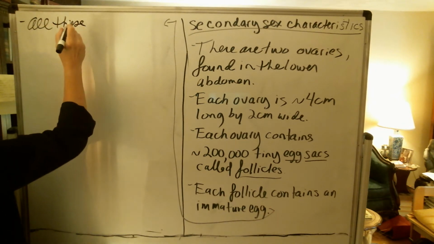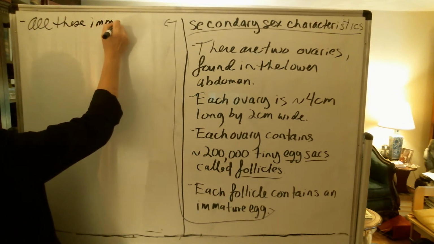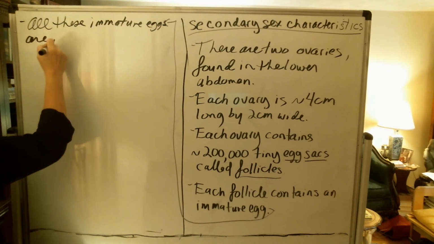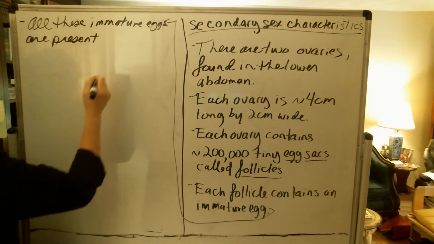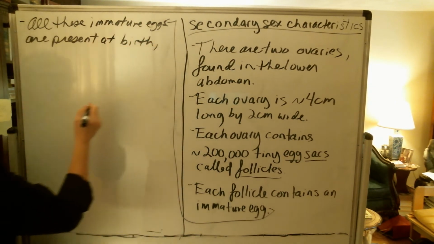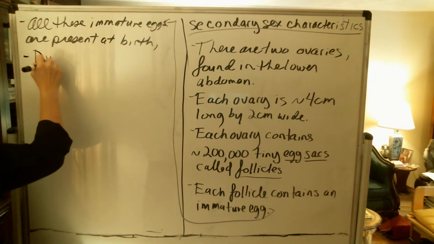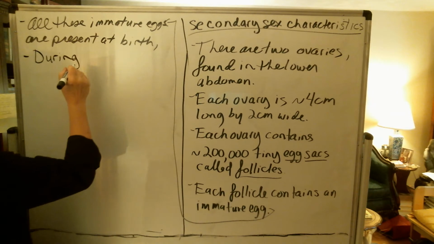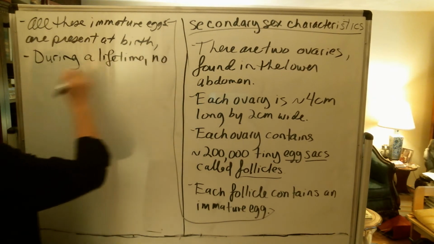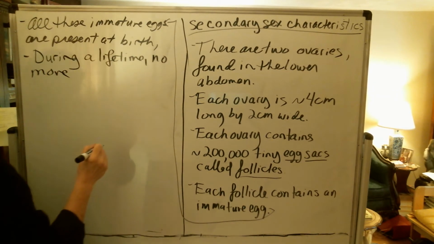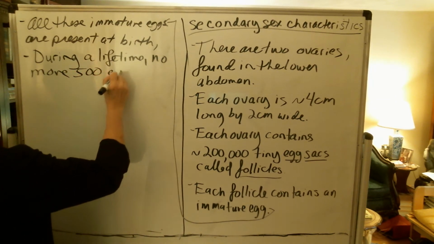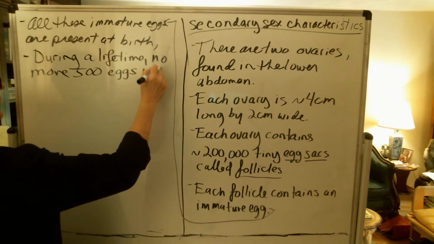all these immature eggs are present at birth, and then during a lifetime, no more than 500 eggs will mature.